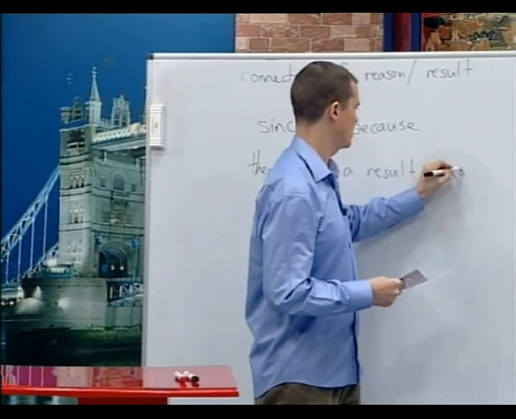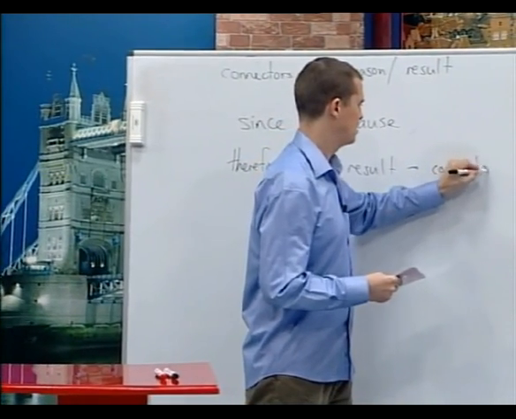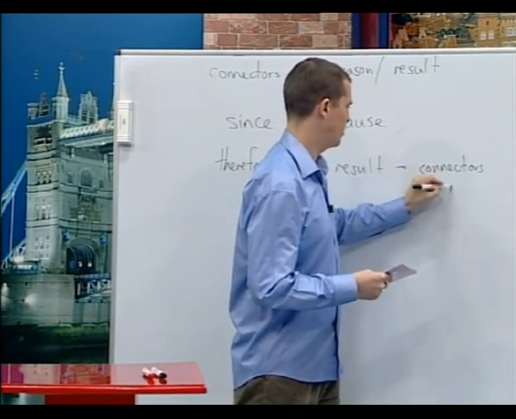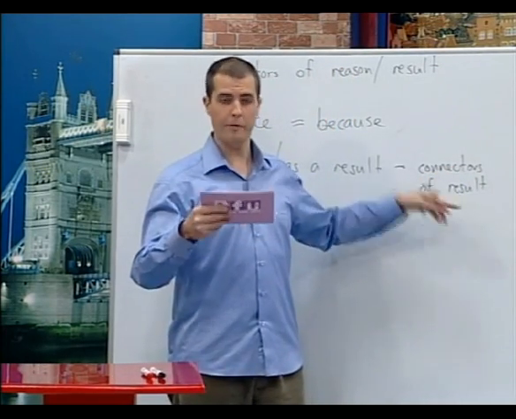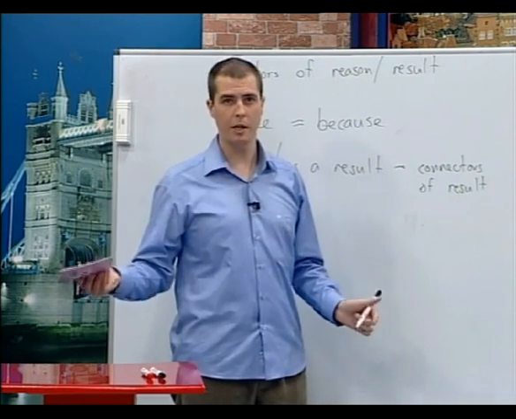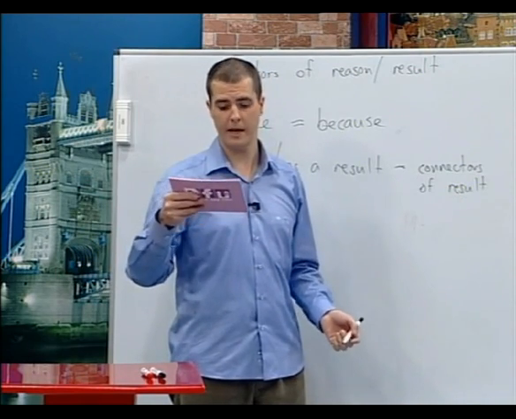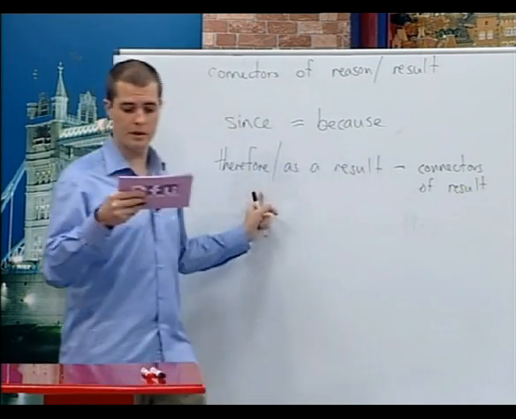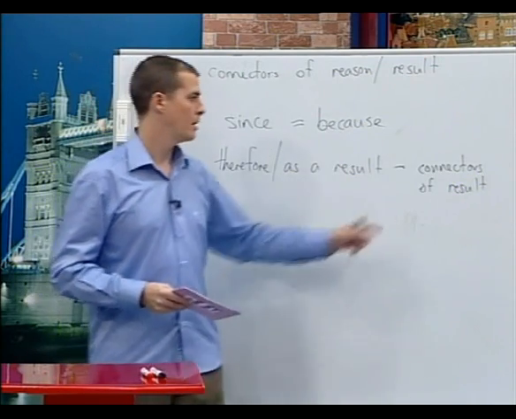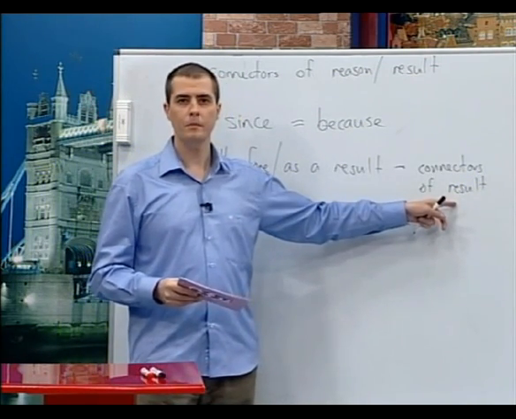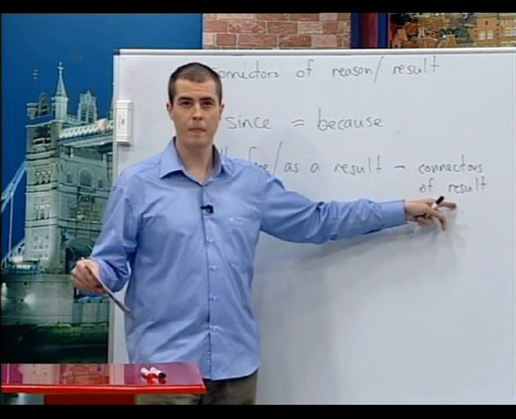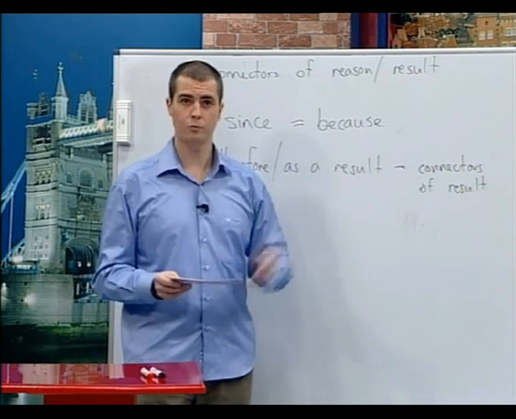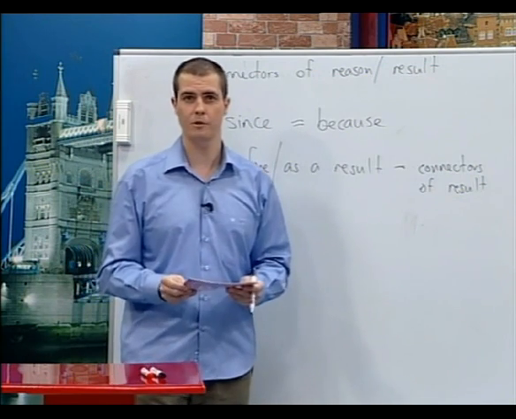Connectors of result. Result means that if one thing happens, another thing will happen after that. They normally begin a sentence and are followed by a comma. So, for example, when it rains, or if it rains, you'll get wet. That's a result. Rain and then wet. Wet is the result of rain.